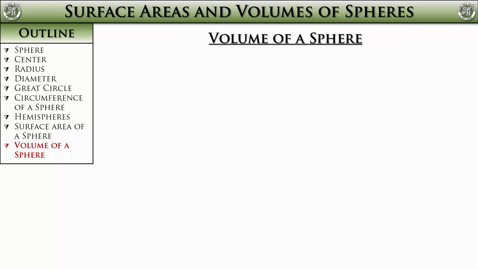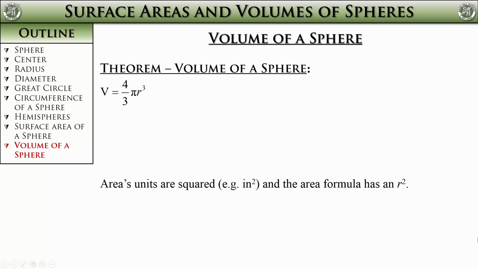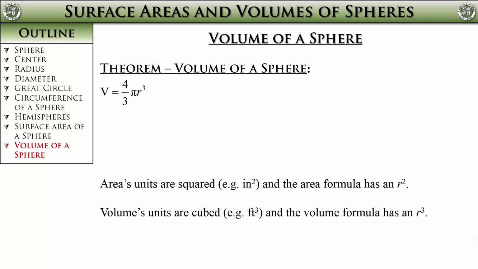Now to the last formula in this chapter. The volume of a sphere is the somewhat ugly looking 4/3 pi r cubed. Note that this is r cubed, not r squared. Keep that straight. That's one of the most common errors with this formula. Just remember, area's units are units squared, inches squared for example, and the area formula has an r squared. Volume's units are cubed, feet cubed for example, and the volume formula has an r cubed. If that helps, great, but somehow you just need to keep them straight.